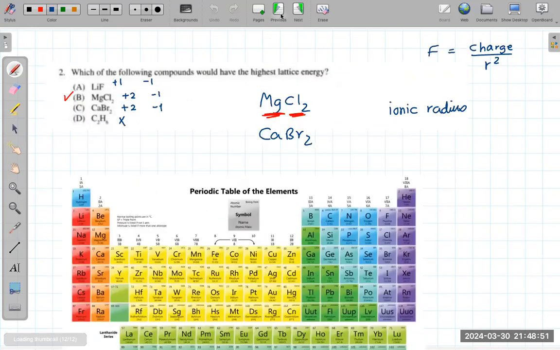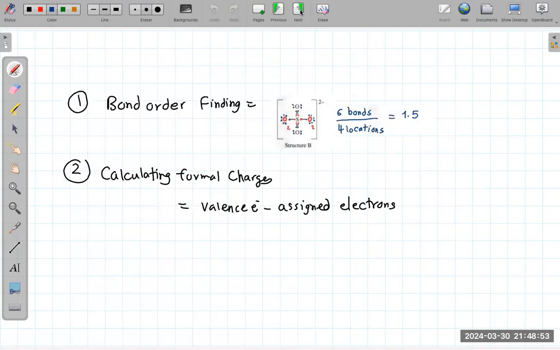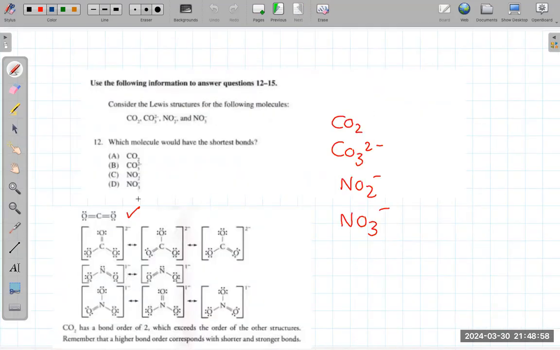We said the bond order again: this is the number of bonds divided by the locations. So what is the number of bonds in the first one? I have 1, 2, 3, 4. So number of bonds over locations: I have 4 divided by 2. So it's equal to bond order 2. And then these ones I have 1, 2, 3, 4 divided by 3. That's 4 divided by 3. And here I have 3 divided by 2, which is 1.5.